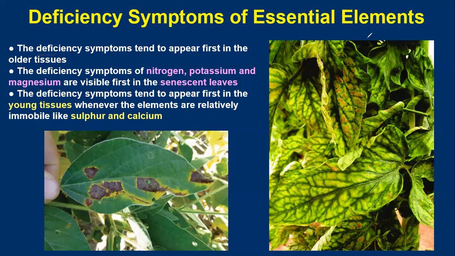Previous year NEET question: the deficiency symptoms of the immobile elements are first observed in. So you have to identify what the immobile elements are, sulfur and calcium. Where is it observed? The deficiency disorder is first observed in the young tissue. Whereas mobile elements like PMN, that is potassium, magnesium and nitrogen, will be observed in the older or the senescent leaves.